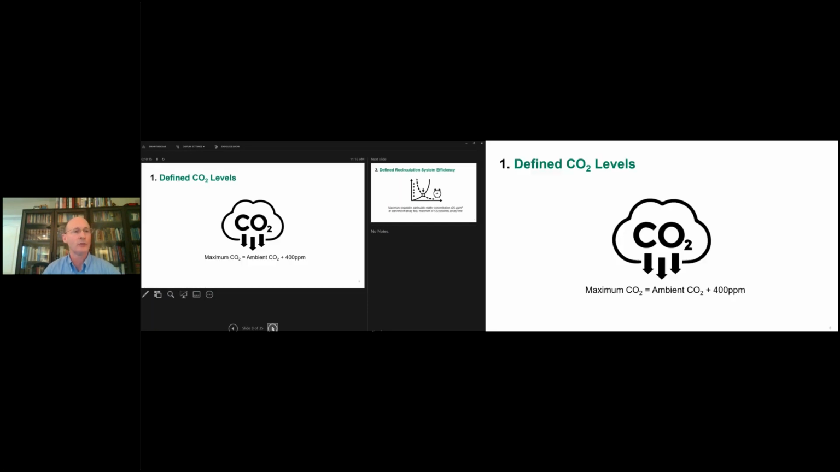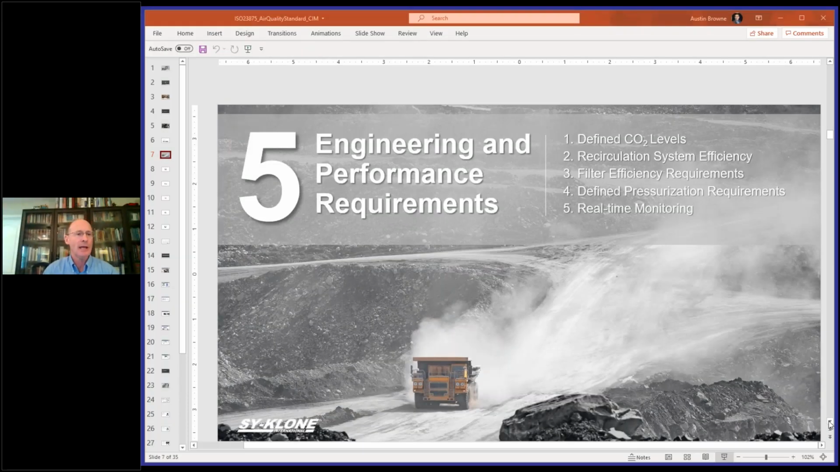The first one has to do with CO2 levels, and this is an interesting slide and an interesting approach. As we monitor the CO2 levels in the cab, as they go up, the oxygen levels are going down. So we want to make sure that we understand what is an acceptable level of CO2. And the working group, this was the most intense discussion we had during the development of the standard, and it has to do with what's an acceptable level of CO2 in the cab.